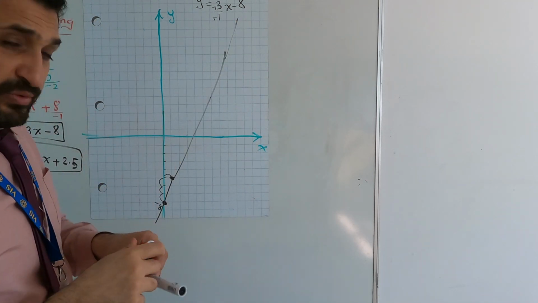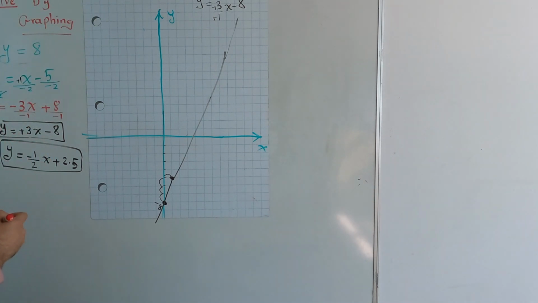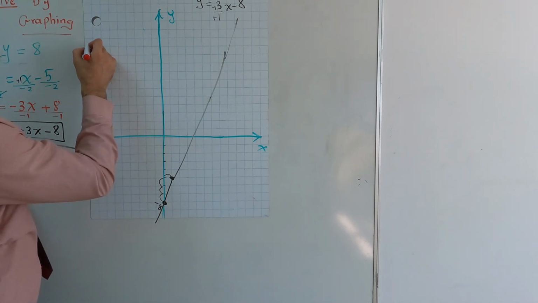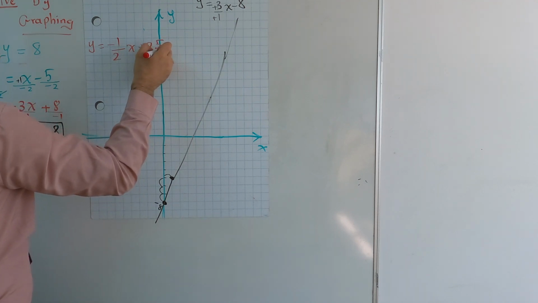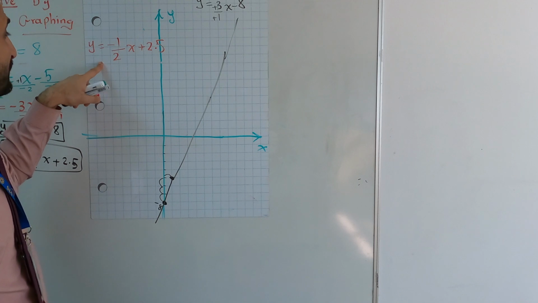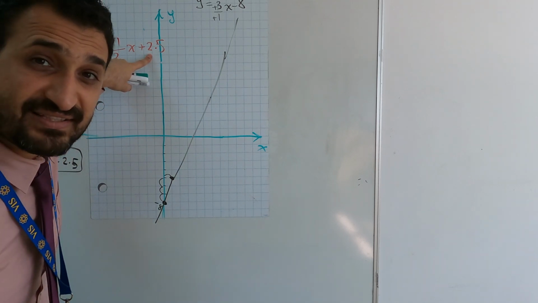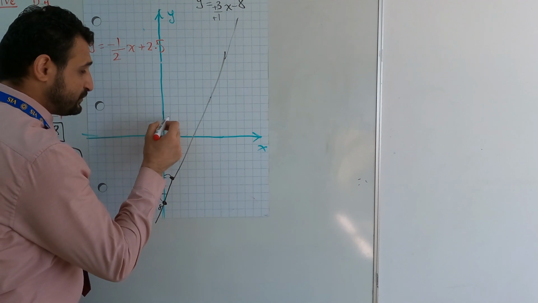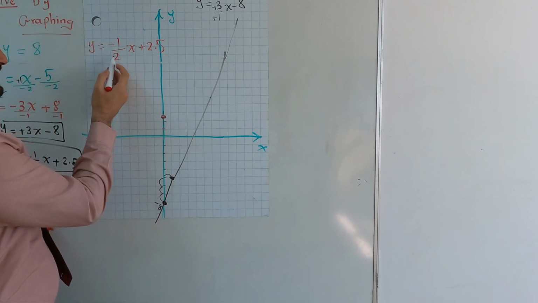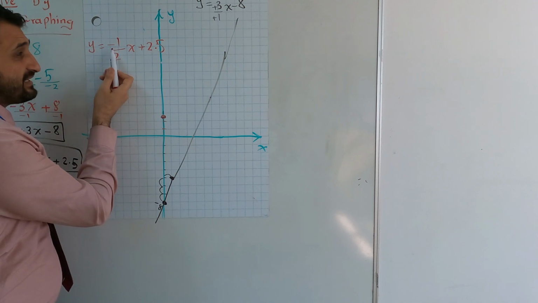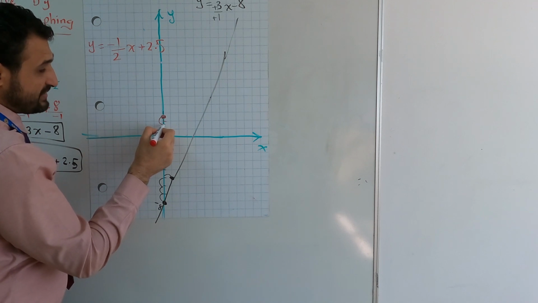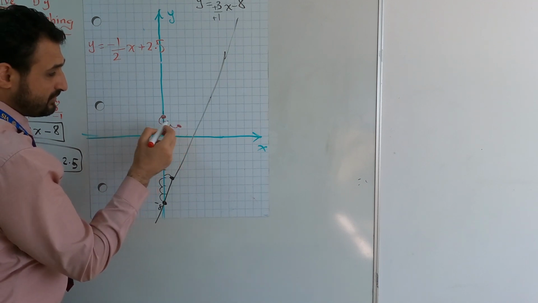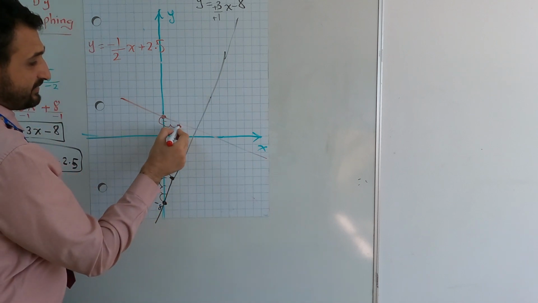In black. Now I will use the red color for the second one. The second one is y equals negative 1 over 2x plus 2.5. I will start with y-intercept 2.5. Then now rise over run. Since the rise is negative and the run is positive, that means I need to move 1 unit down and 2 units right. 1, 2. So this is the second line here.